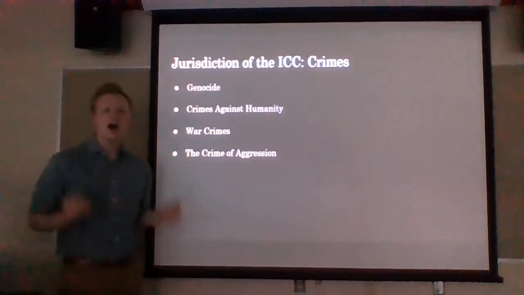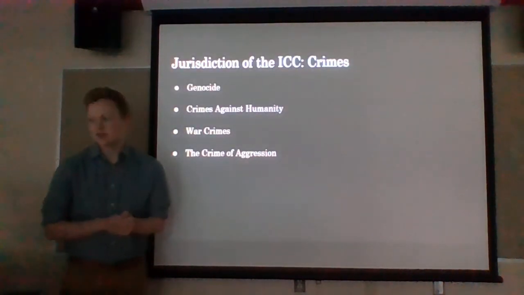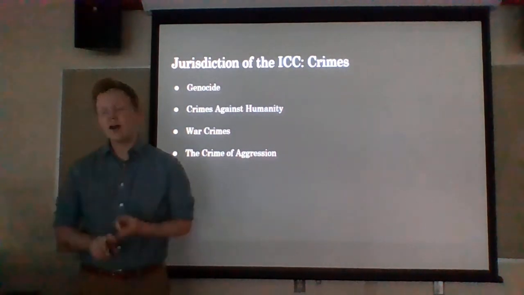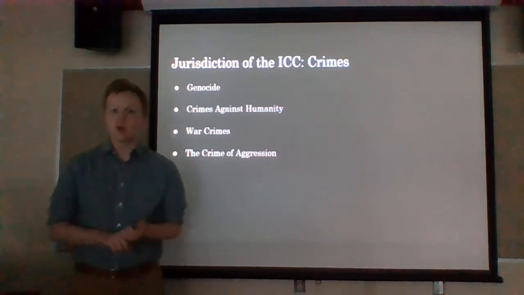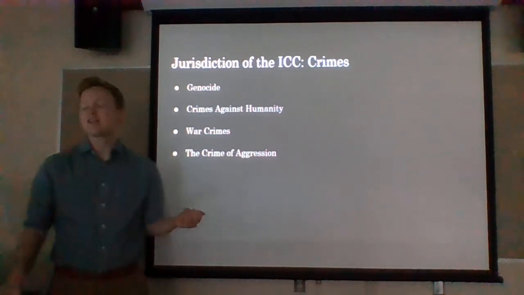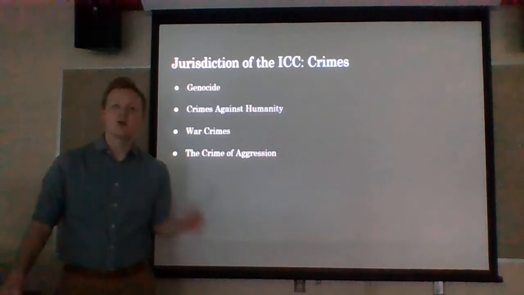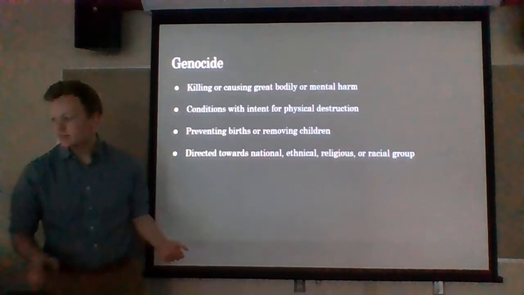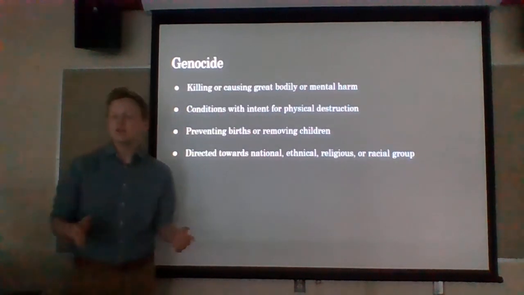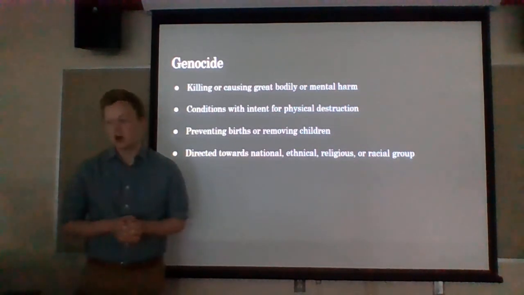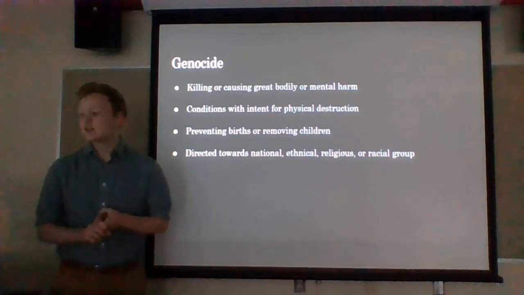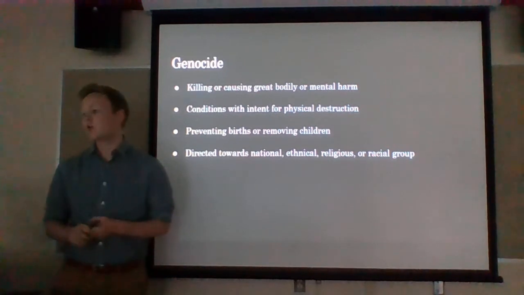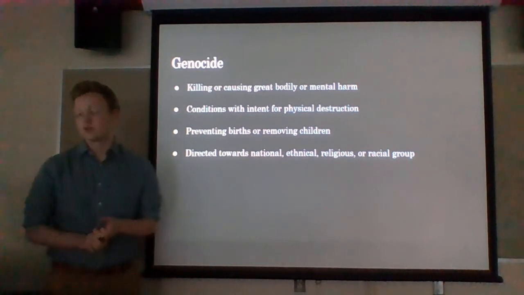And then there's also crimes that the ICC has jurisdiction over. So these include genocide, crimes against humanity, war crimes, and the crime of aggression. Now we'll begin a discussion about what each of these are according to the Statute of Rome. Genocide is killing or causing great bodily or mental harm. It's providing conditions with intent for physical destruction, or preventing births or removing children.